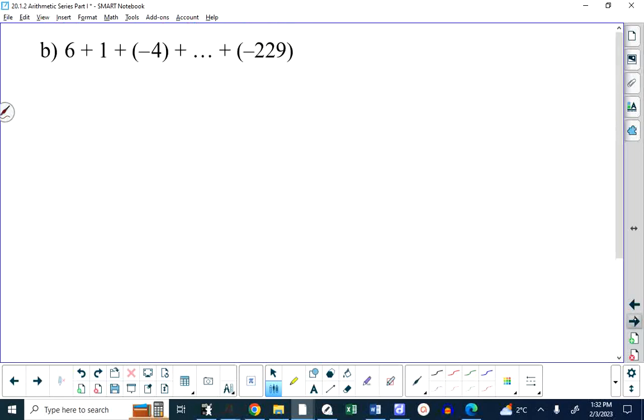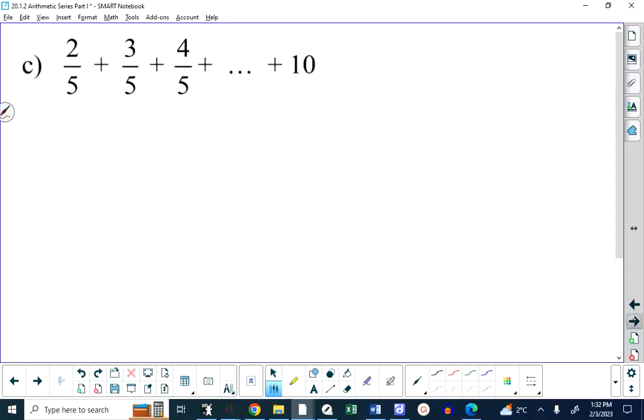I want to get through this entire lesson, so let's skip B and let's just go to C, because we have one more question on the next page, and then I think that will still give you about 15 minutes of time to work on some problems. The first term here is 0.4. The common difference is 0.2.